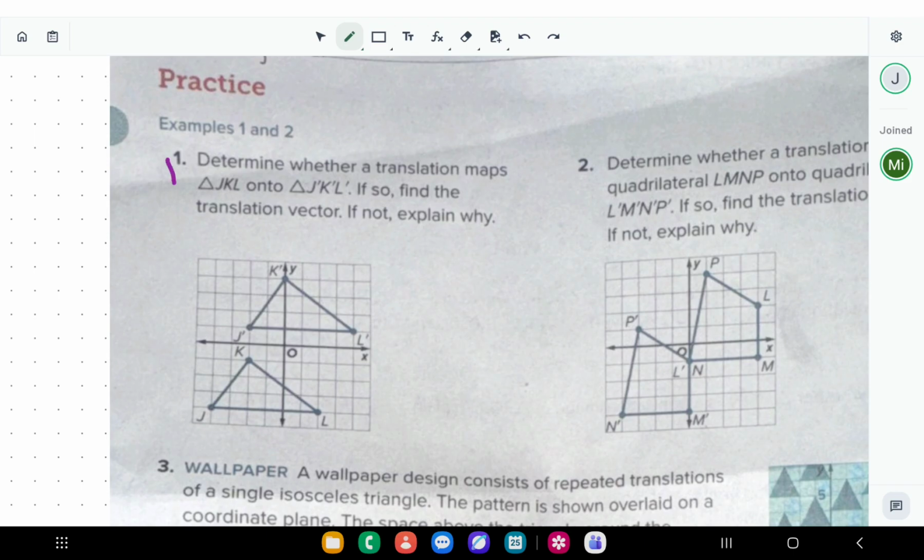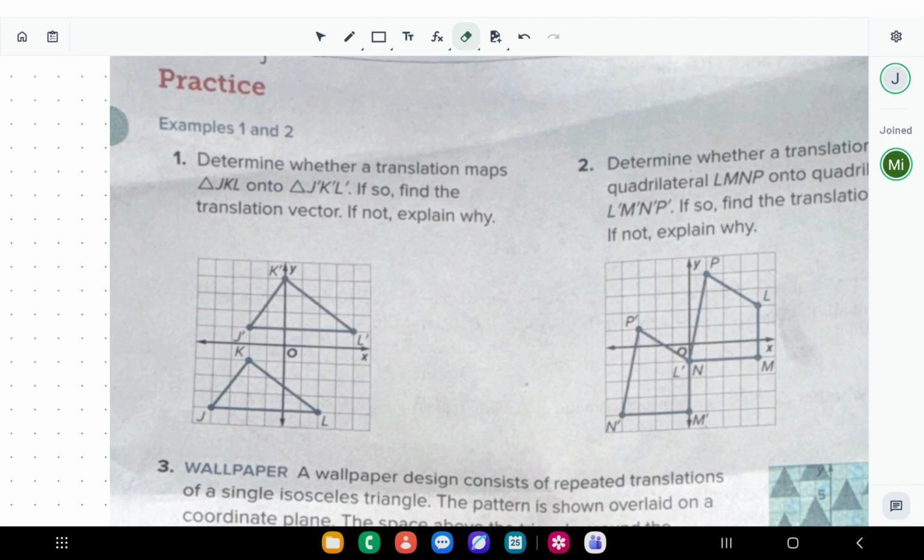Okay, determine whether a translation maps triangle JKL to triangle J'K'L'. So this is the image, the one that is translated to this one. If so, find the translation vector. If not, explain. So how do we determine whether the translation maps? This is what we're going to do.